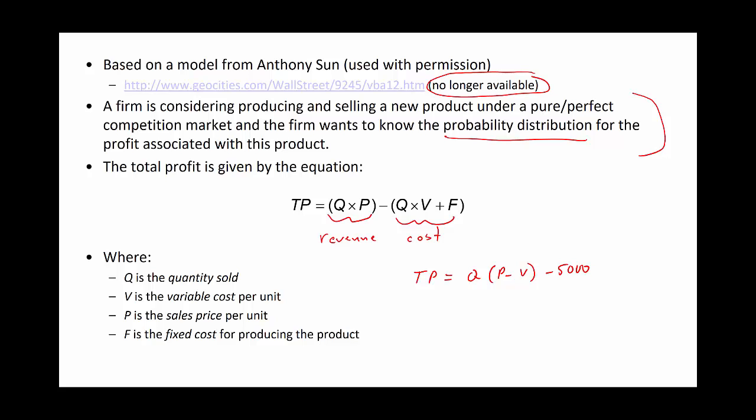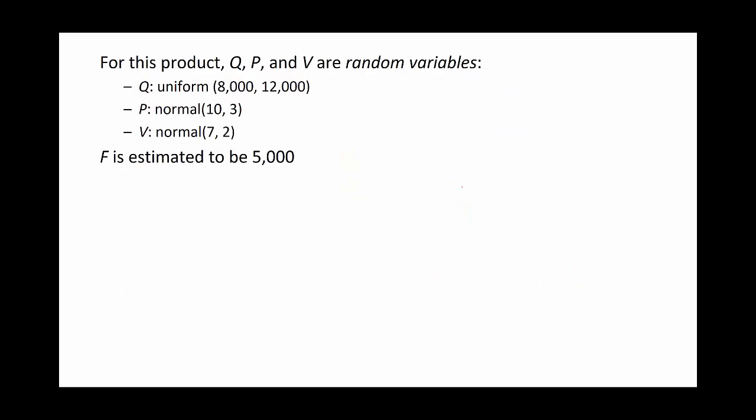So note, for this problem, we're considering doing this project sometime in the future. So several of these quantities are unknown. For example, we're not exactly sure how many we're going to sell. We're not sure what the price is going to be, again, under this assumption of pure perfect competition. And we're also not sure what the variable costs will be. We probably have a pretty good handle on the fixed costs because the fixed costs are all upfront costs. And so we're going to represent this uncertainty with Q, P, and V, indicating that they're random variables.